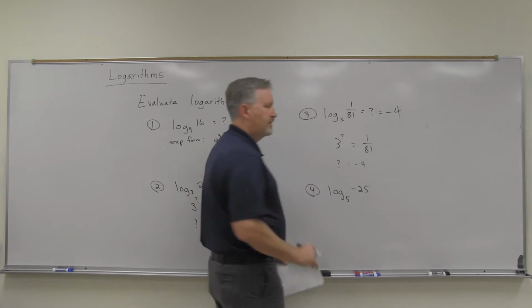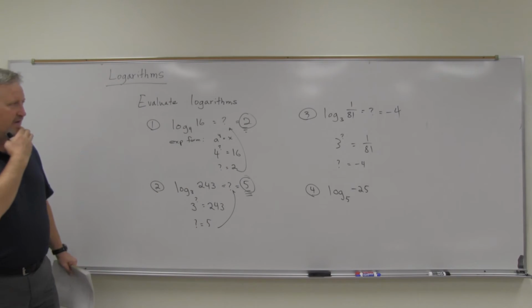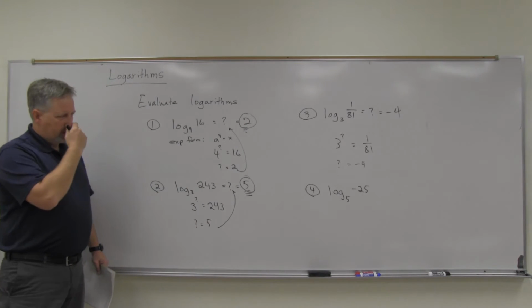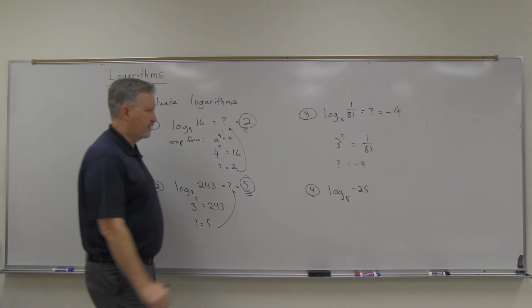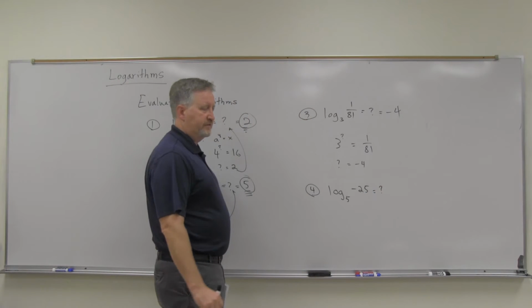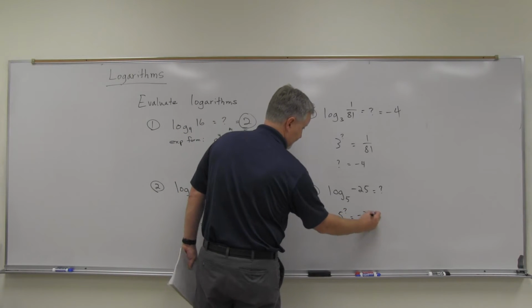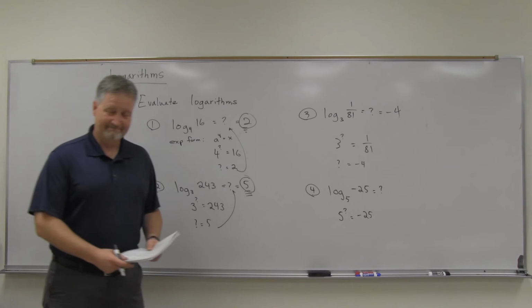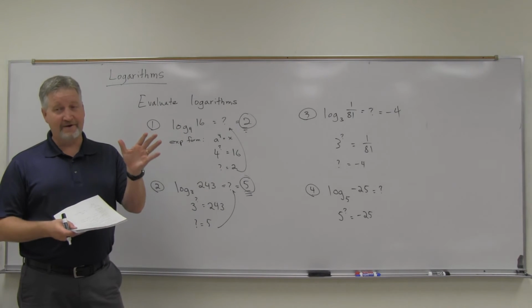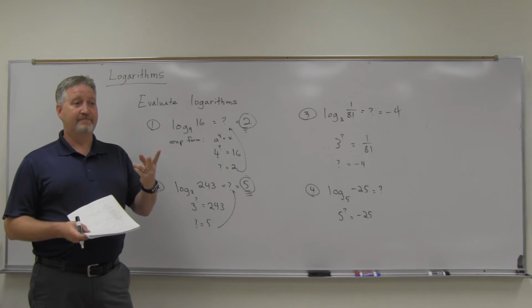Let's talk about some other types of values here. All right. So we saw that one. We got a negative value for that logarithm. What about this one? Well, if we set it up like we've been doing, I'm looking for what power of 5 gives me negative 25. Is there a power of 5, talking about real numbers, that gives me a negative 25? No, because x can't be negative.